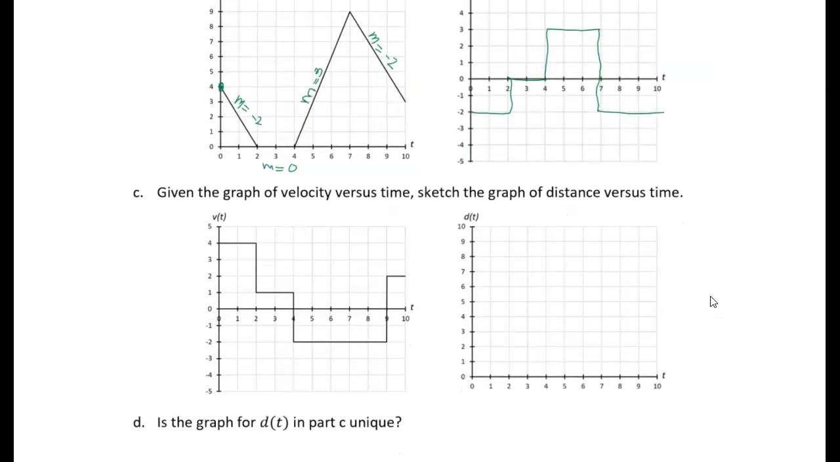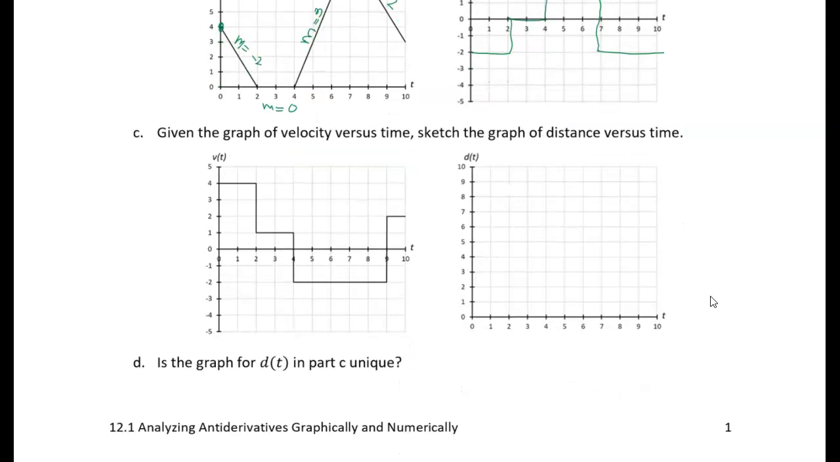All right, so let's take a look at this one, the graph of velocity versus time. We're given the graph of velocity versus time. We want to find distance. So there's a couple different ways we could approach this. One, we could just look at the area under the curve, right?